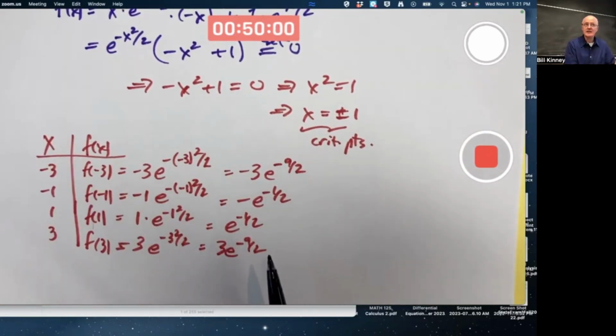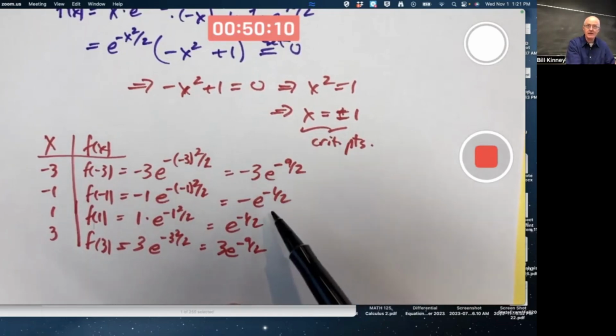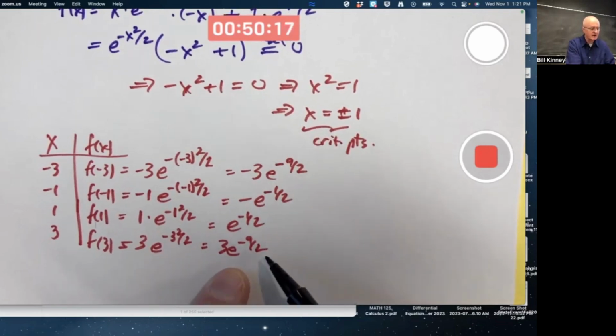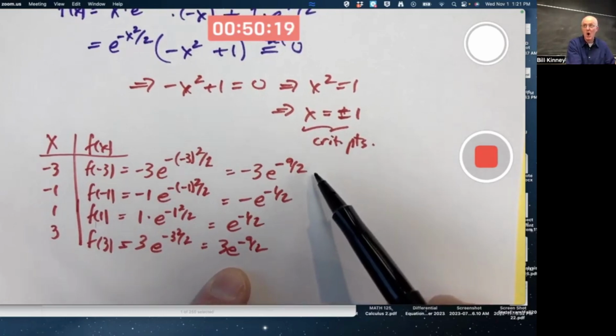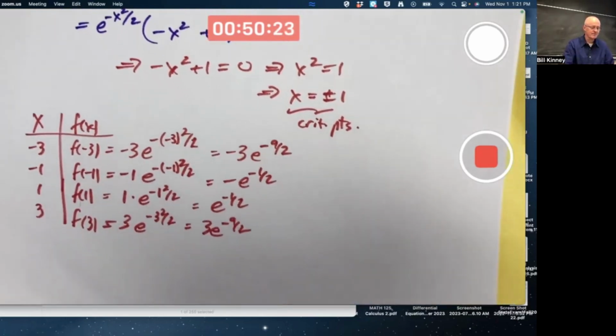Careful, these e's are to negative powers. So these e's are small numbers. And in fact, e to the -9/2 is smaller than e to the -1/2. So even though it sort of looks like this one might be the biggest number and this one might be the smallest, that's actually wrong. Those are negative powers of e.